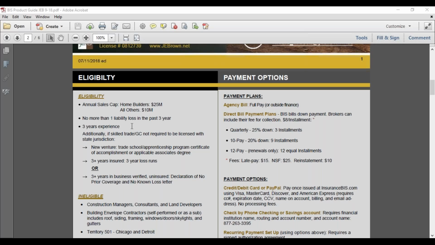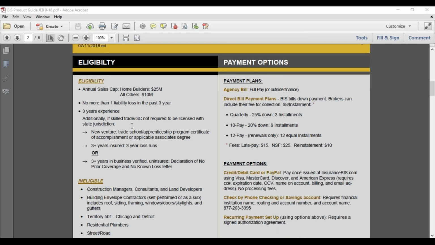We do ask for 3 years in experience. So we allow new ventures to be part of our program. However, we do ask to verify the experience prior to that to make sure that they are experienced. And for classes that need to be licensed, we do ask for the license information, so we can run it for the contractor's license.